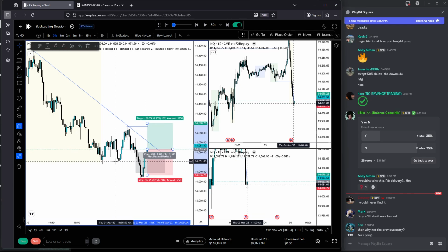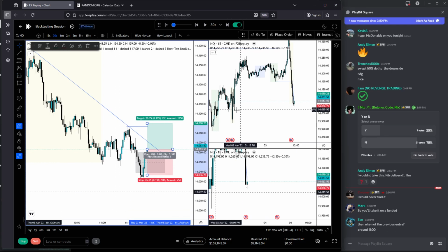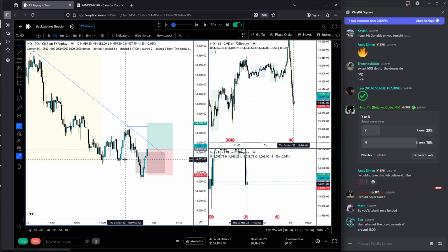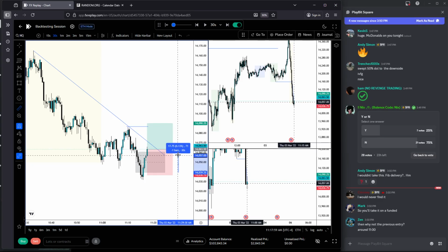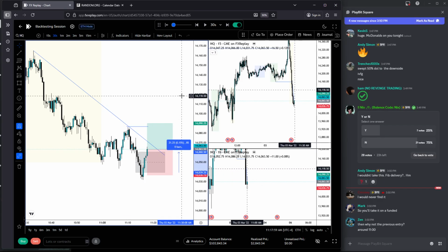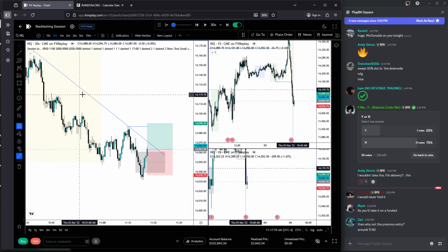Why not the previous entry? Because there was no delivery there at fib level at least. So you could have taken this as well. Also, this is much smaller. The gap here is so much smaller than all of these gaps combined. This is 21 points. And this is a good amount of gap for this whole range.